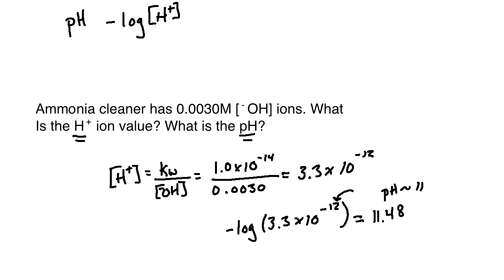Now, if you were interested in going the opposite direction, where you have pH and you're trying to get the H plus concentration, all you have to do is the reverse of the logarithmic transformation, which would be the base 10. So it would be 10 to the negative pH value. So in this example, if I took 10 to the negative 11.48, I should get my 3.3 times 10 to the negative 12th back out of that equation.